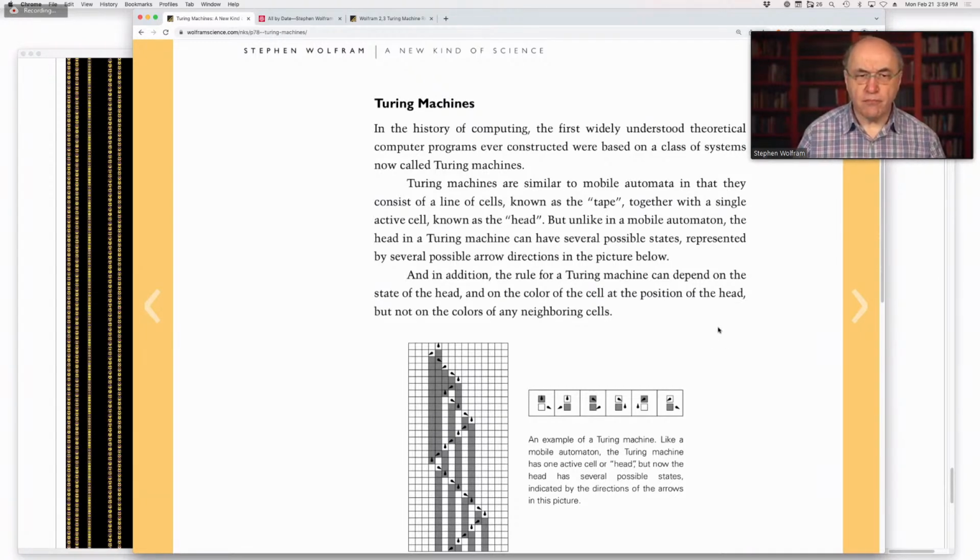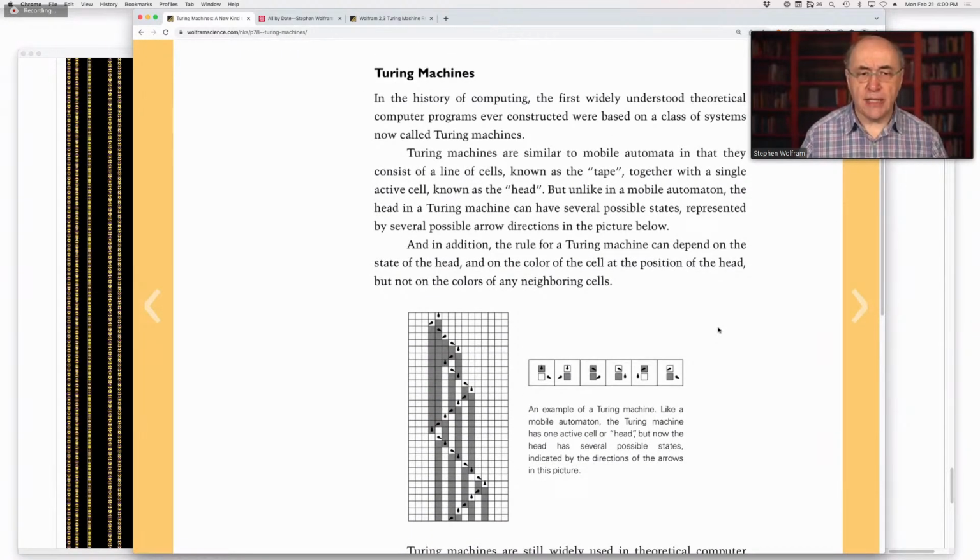So Turing machines. Turing machines are pretty like mobile automata. Mobile automata are a little bit simpler than Turing machines. Alan Turing could have come up with mobile automata, but the actual Turing machine that Alan Turing first came up with is something vastly more complicated, although the same in structure as what I'm talking about here. Here's the typical setup of a Turing machine.